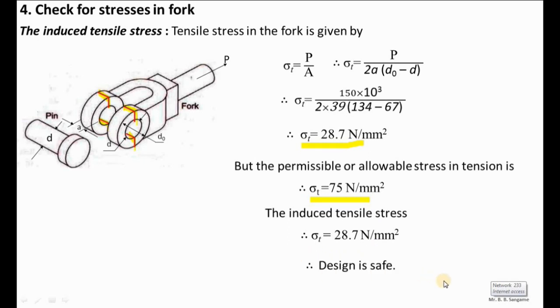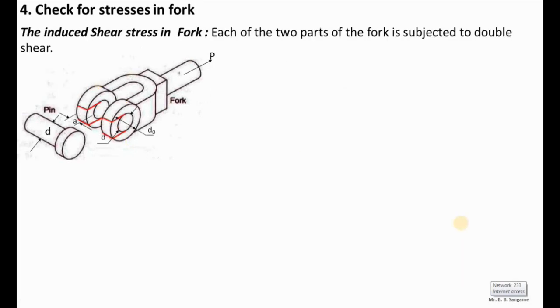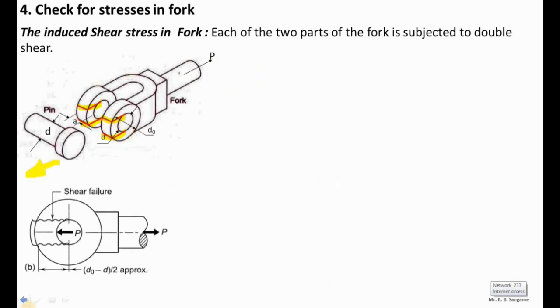Okay, next, let us check the induced shear stress in the fork. So here I have shown that after the application of force P, this portion of the fork will tear off and move towards this side, and this portion will move towards the right side. Here I have shown the area which is under shear. So this is the double shear failure.